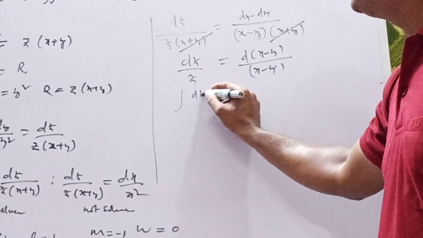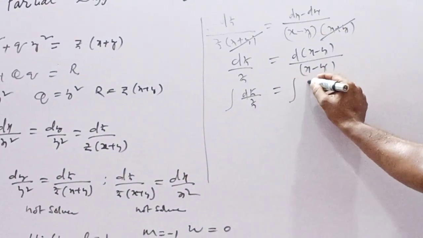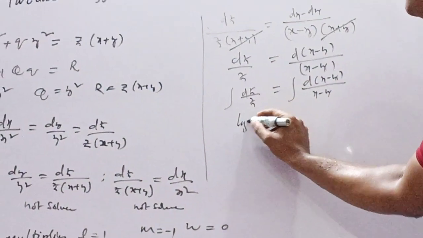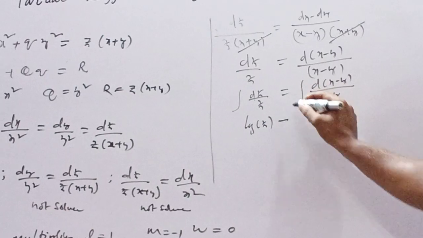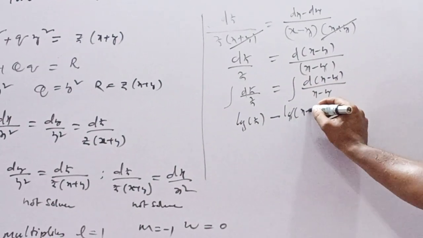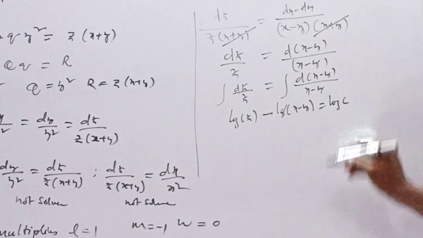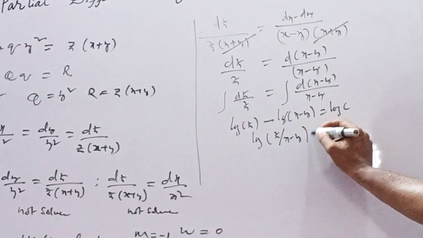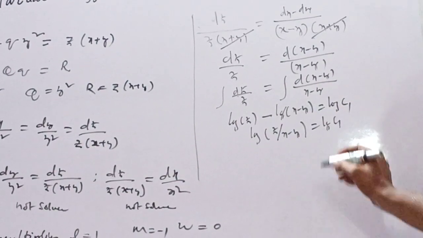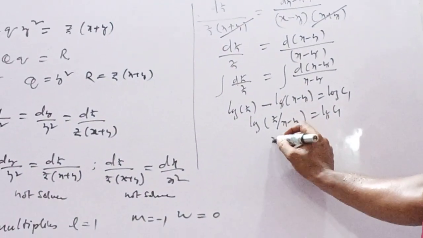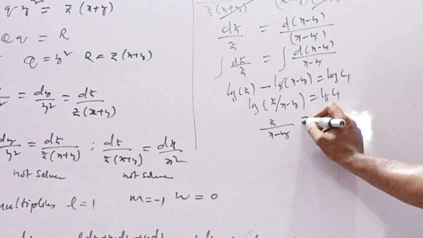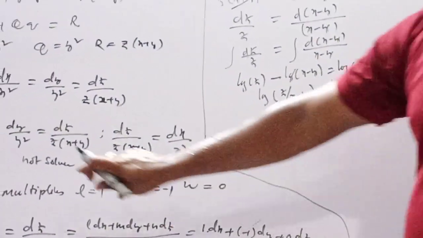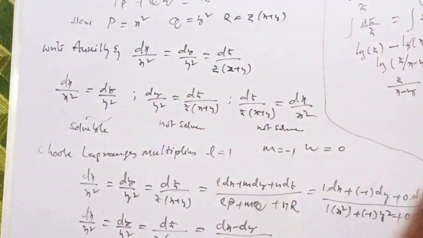So take the integral: dz by z equal to d of x minus y by x minus y. So log z minus log of x minus y equal to log c. So log of z by x minus y equal to log c1. I am writing log c1. Log gets cancelled, so z by x minus y equal to c1. This is 1. Again, already here is a soluble equation.